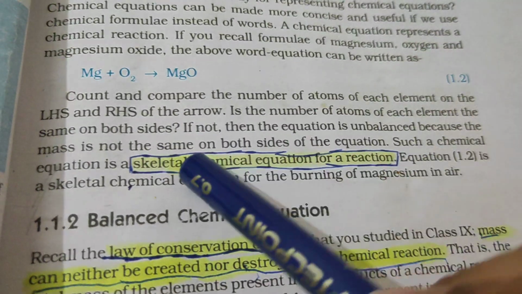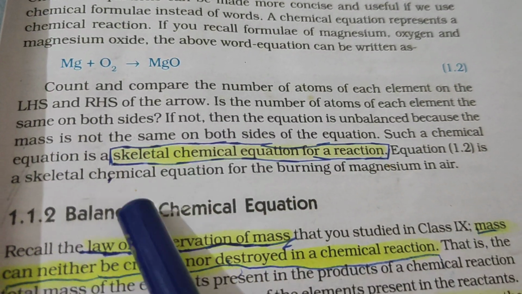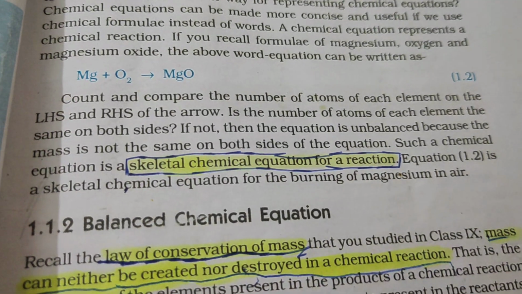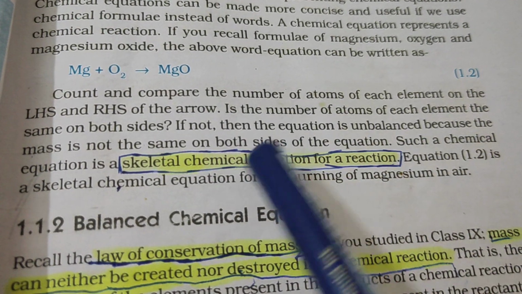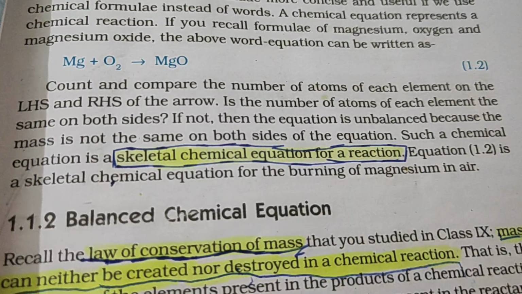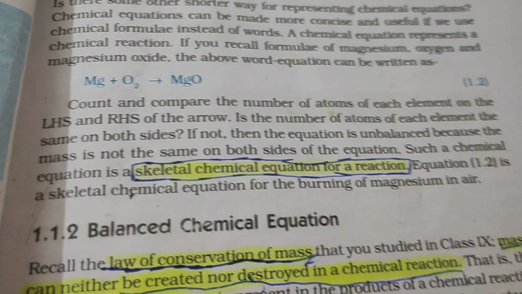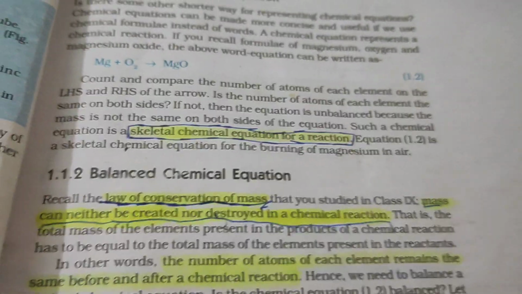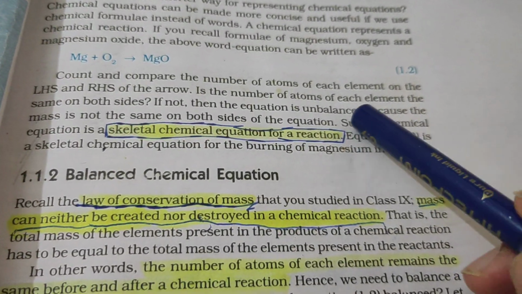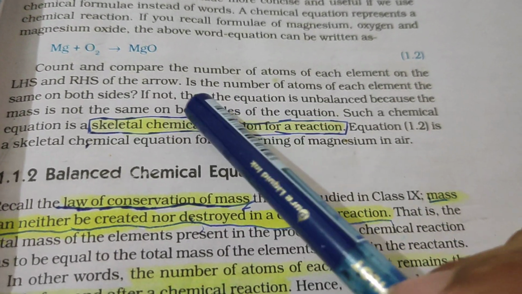That's why this is called a skeletal chemical equation for this reaction. Equations which do not have the same number of atoms on the left and right hand side are called skeletal chemical equations for that particular reaction, or you can simply call it a skeletal chemical equation, right? You can just read the definition here, or you can go through the book text.